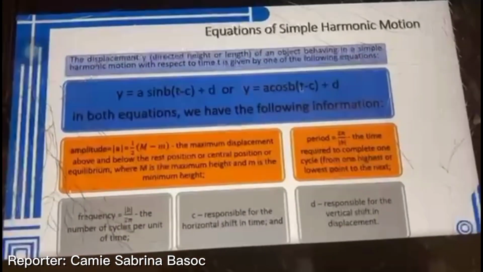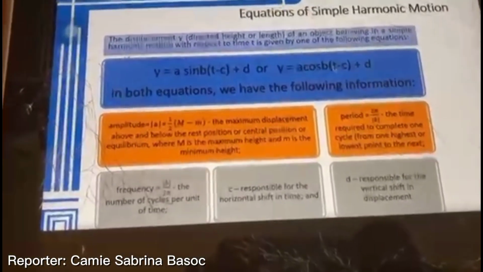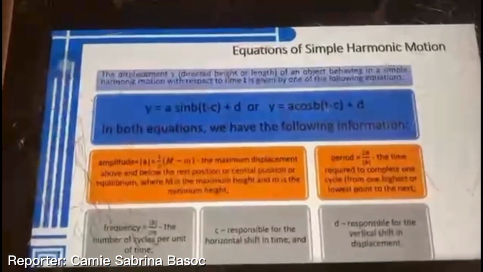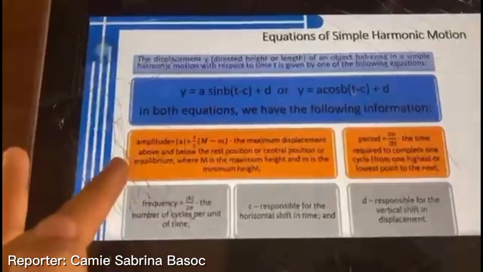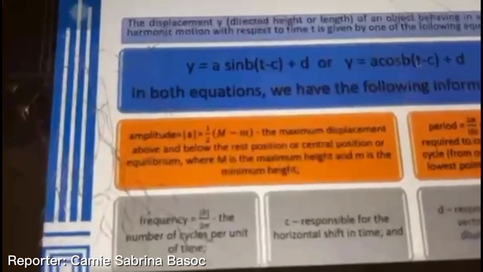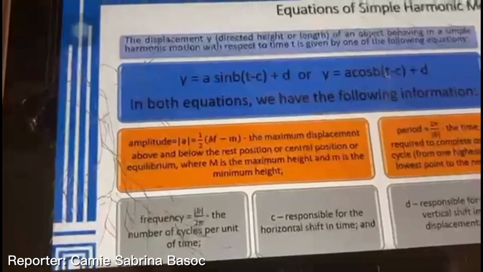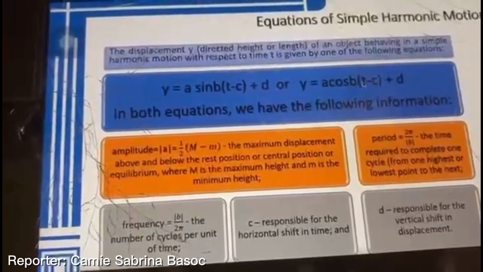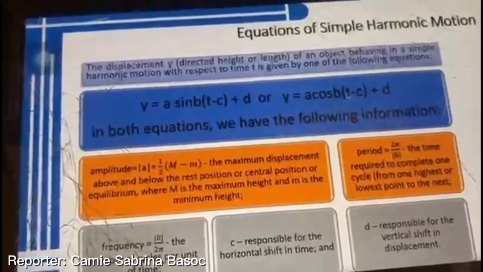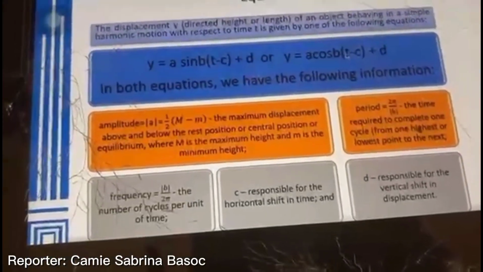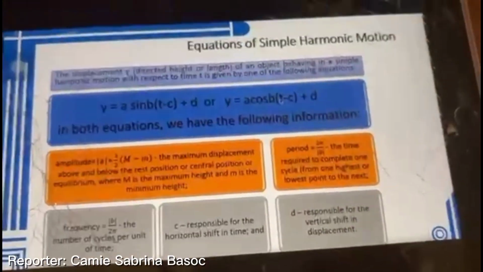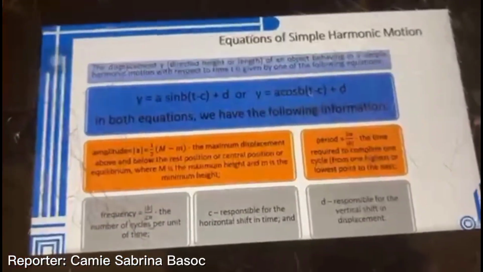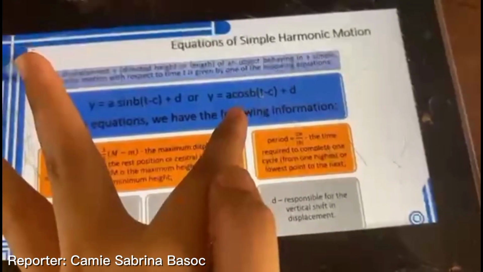In both equations, we have the following information. The y is the directed height or length of an object. Then a is the absolute value of the amplitude. To get the amplitude, the formula is the absolute value of a is equal to 1/2 times the quantity of big M minus small m. The big M is the maximum height and the small m is the minimum height. Of course, if we look for sine, we use sin, and if we look for cosine, we use cos.